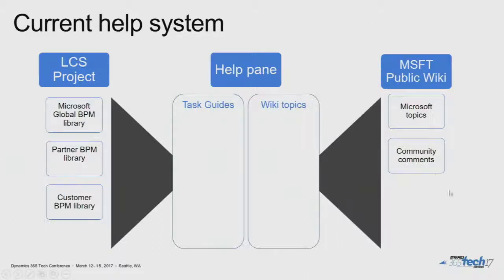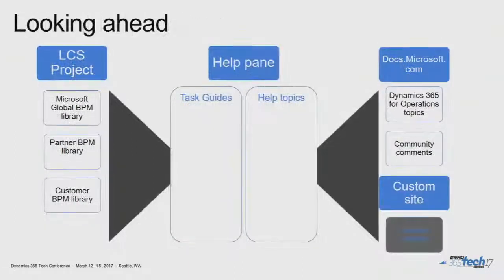The wiki project is where we're going to see change. So right now in the Microsoft Public Wiki, you can see Microsoft topics on the wiki, and you can see community content or community comments. We're changing. We're rolling out a new website on docs.microsoft.com, and we'll be migrating there. The migration is underway now. So you haven't seen me around the conference this week because I've been desperately helping people migrate topics to the new platform. So on docs.microsoft.com, we'll have a Dynamics 365 hub that we already have.